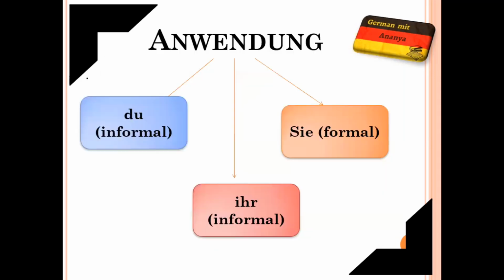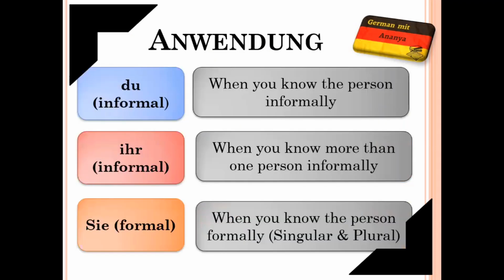Right. Next is where you have to use it. We will use imperative with du, ihr and Sie. So du and ihr are informal and Sie is formal. When you know the person informally, in that case you will use the du form. If you know more than one person informally, then you have to use ihr. If you know the person formally, whether singular or plural, you will use the Sie form.